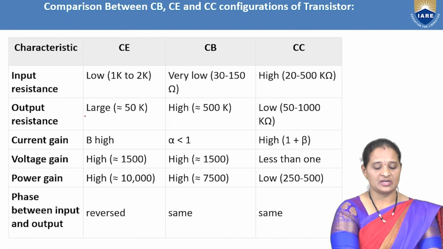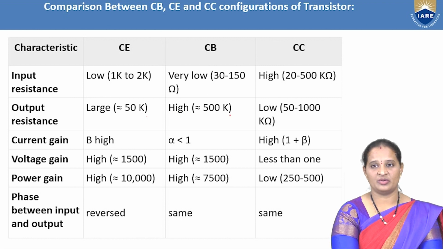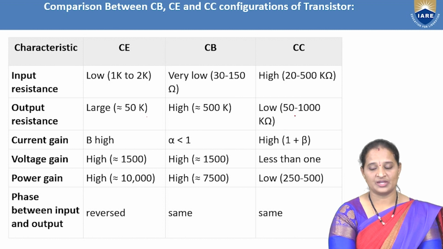And coming to the output resistance, it is large for common emitter configuration, approximately 50 kilo ohms. For common base configuration, it is high, of the order of 500 kilo ohms, and it is low for the common collector configuration. It is varying from 50 to 1000 kilo ohms.